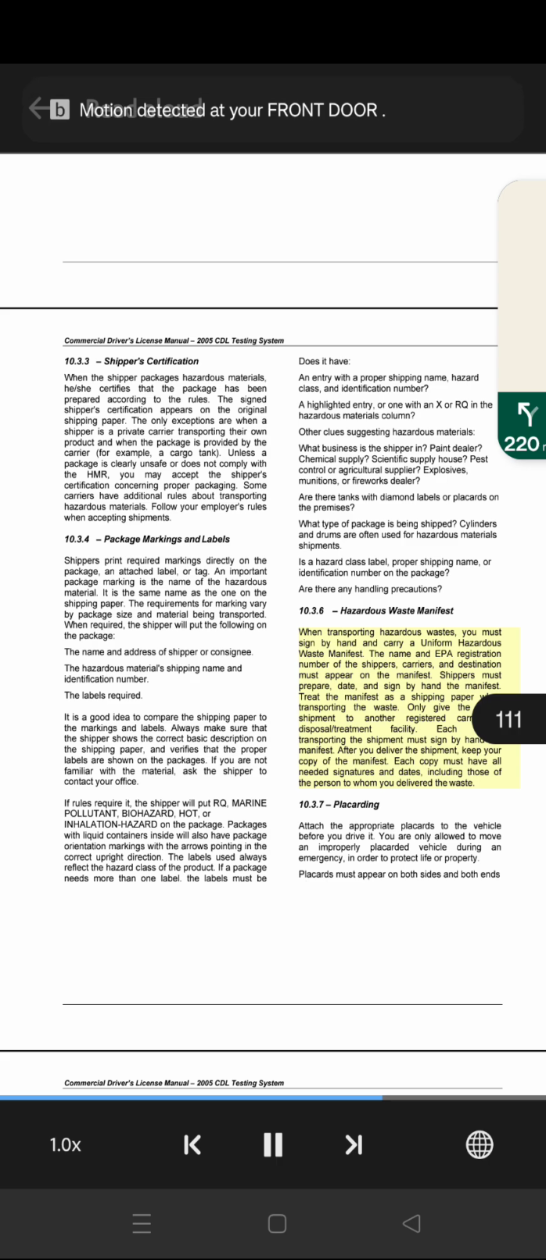Only give the waste shipment to another registered carrier or disposal treatment facility. Each carrier transporting the shipment must sign by hand the manifest. After you deliver the shipment, keep your copy of the manifest. Each copy must have all needed signatures and dates, including those of the person to whom you delivered the waste.